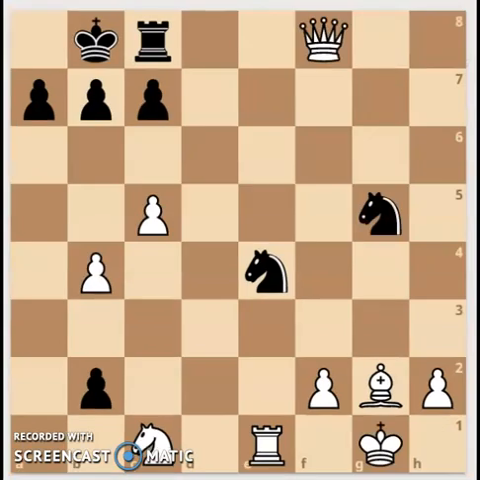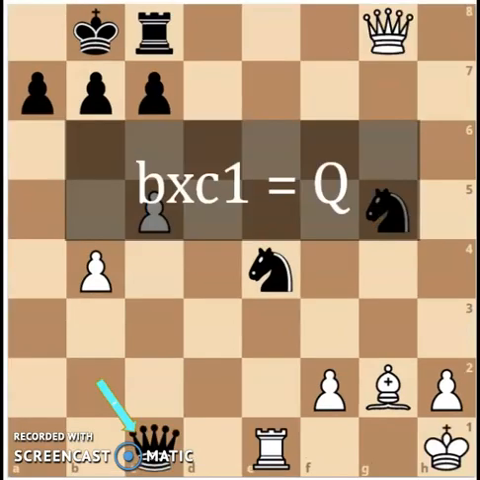Okay, now if the black pawn on B2 captures the knight on C1 and promotes to a queen, we write it as BxC1=Q. B for the last file it was on, X for the capture, C1 for the destination square and =Q for the promotion to a queen.